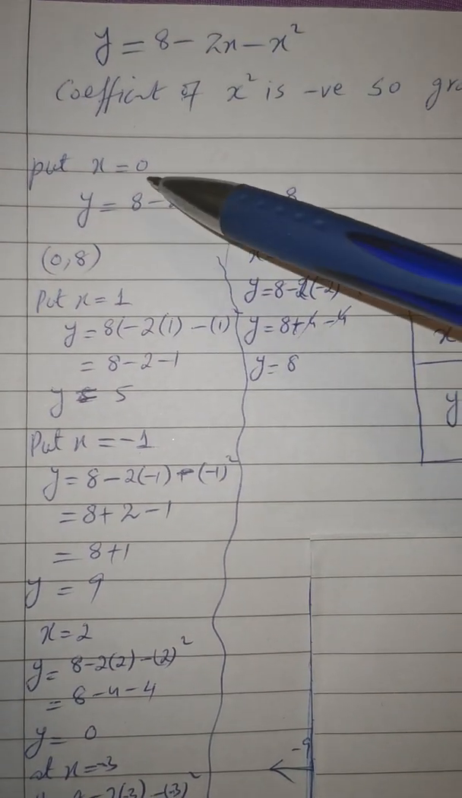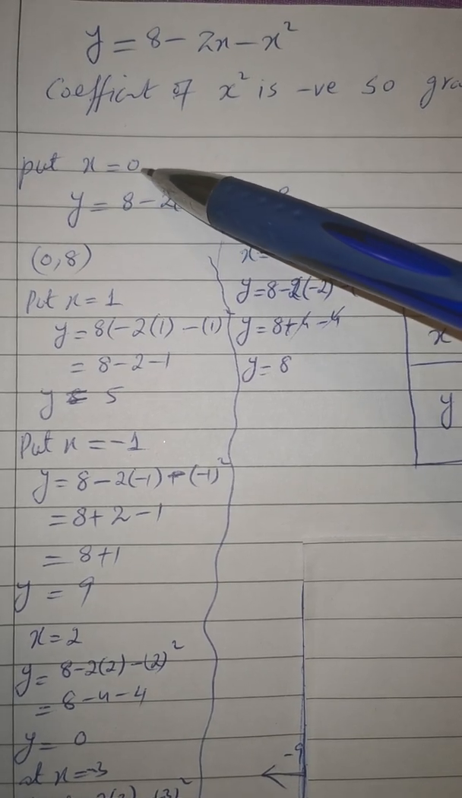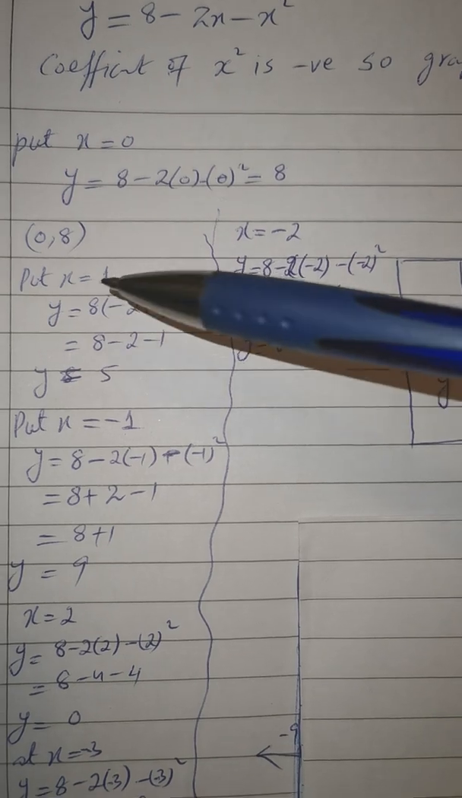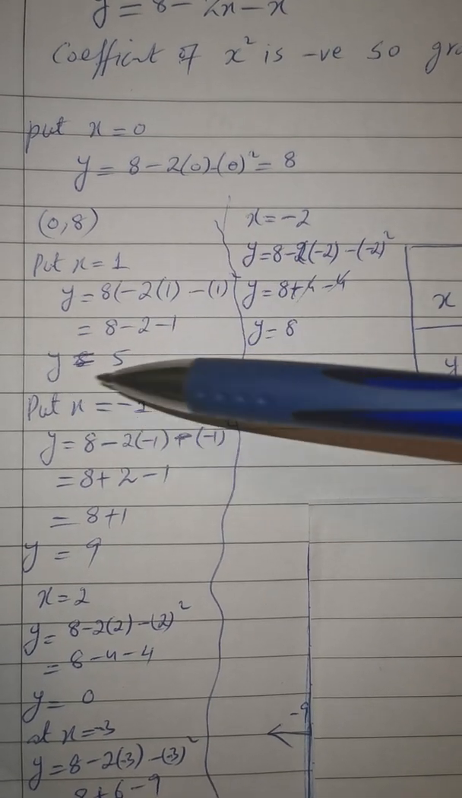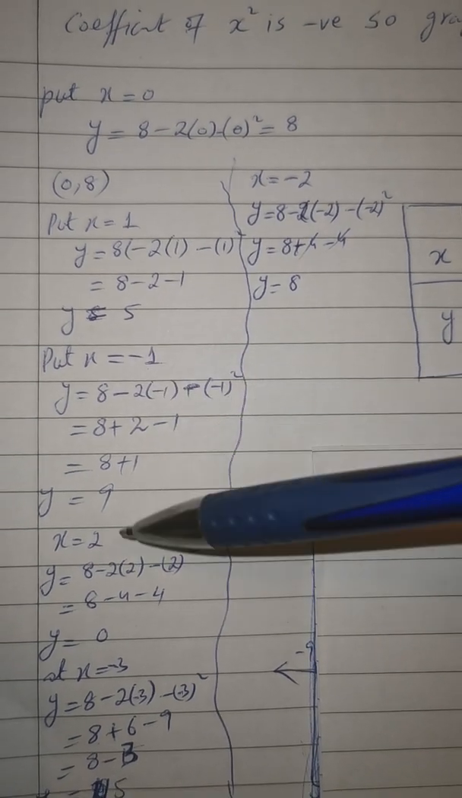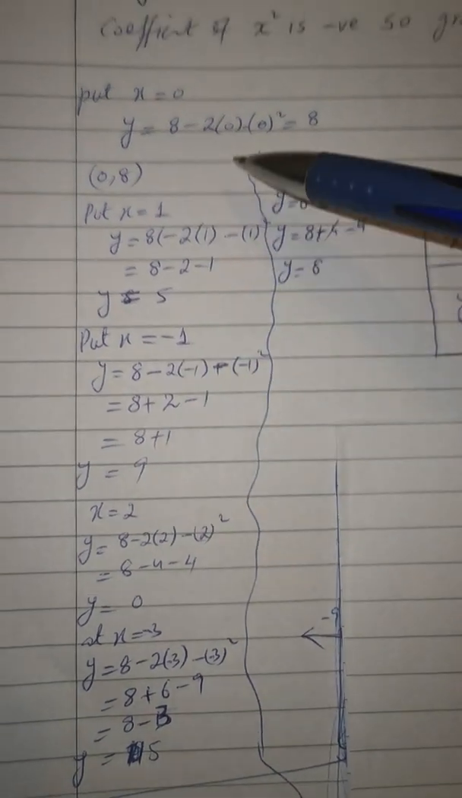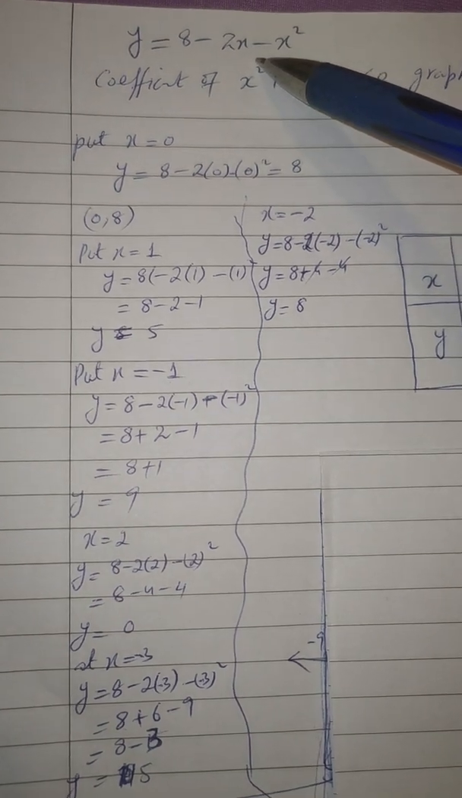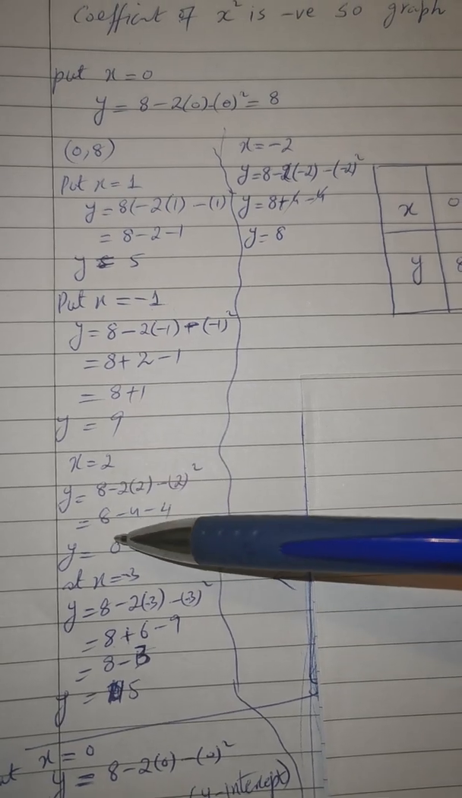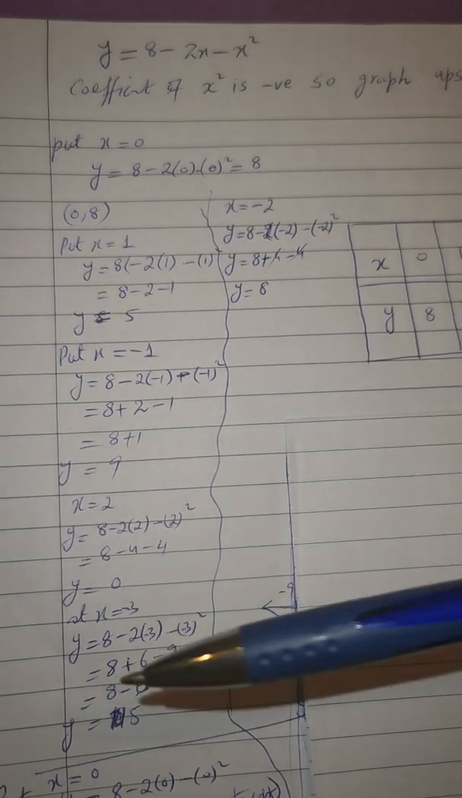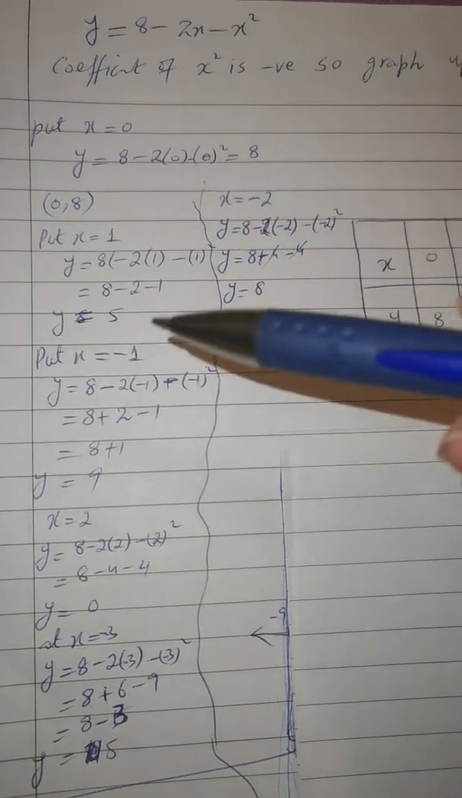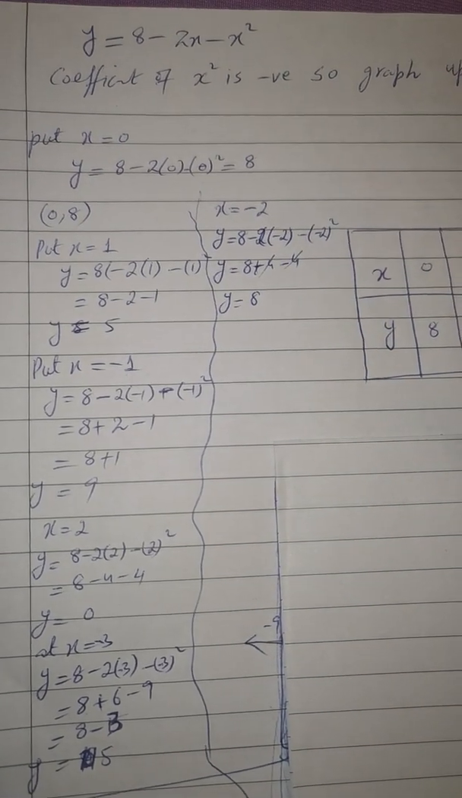So I have put different values of x here. For example, x is equal to 0, so I get y equal to 8, so the point becomes (0, 8). When I put x is equal to 1, y is equal to 5. When I put x is equal to minus 1, I will get y is equal to 9 in the given equation. When I put x is equal to 2, I will get the value of y equal to 0. There are different ways to circle out the points, so you can easily draw it.